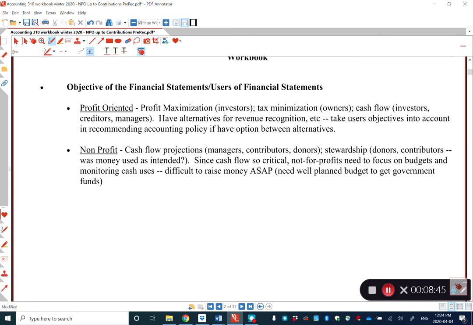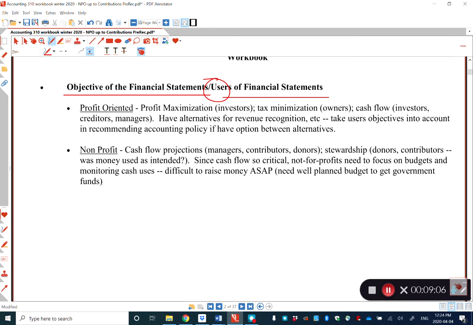Okay, so let's talk a little bit about the objectives of the financial statements. We talked about the objectives of the organization. What about the objectives of the financial statements, and who are the users of financial statements of not-for-profit organizations? For profit-oriented, you will have seen enough of these by now. Who is using the financial statements? Who are the quote-unquote users of the financial statements?